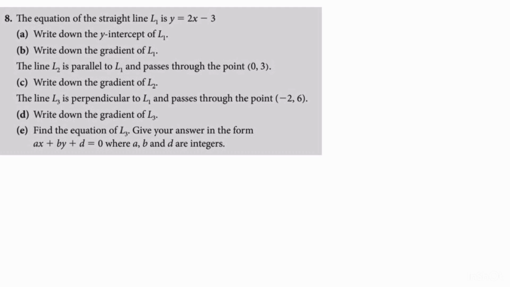Okay, this is going to be our last problem. This question is more representative of how they ask you the questions on the IB exam. The equation of the straight line L1 is y equals 2x minus 3. Write down the y-intercept. When it says write down, it should be pretty easy, something that you just kind of see and get written down. Really no work needs to be shown.